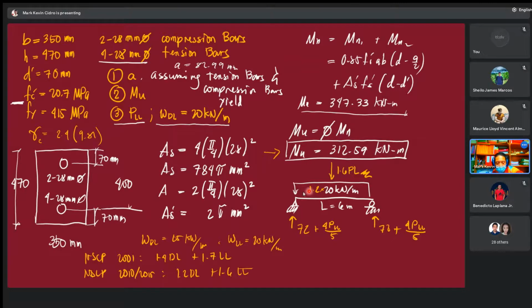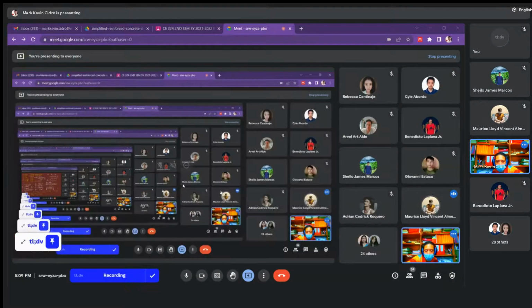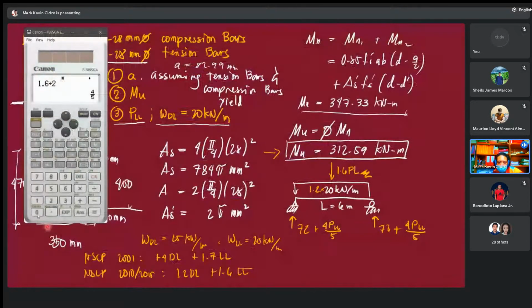How much? 24. 24, right? Yes, sir. 1.2 times 20, that is 24. Multiply by the span, which is 6. That is 144. So the totality is 144. There are two supports, so divide by 2. 72.